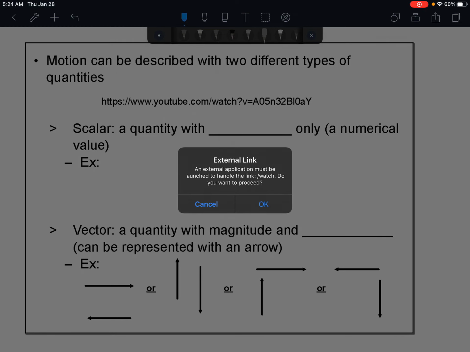Now when I click on it, it's supposed to take me to YouTube. Let's try this, hope that it works.